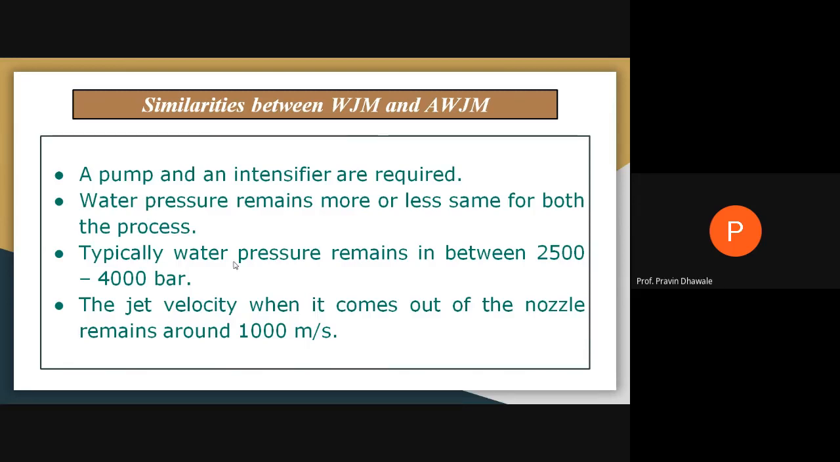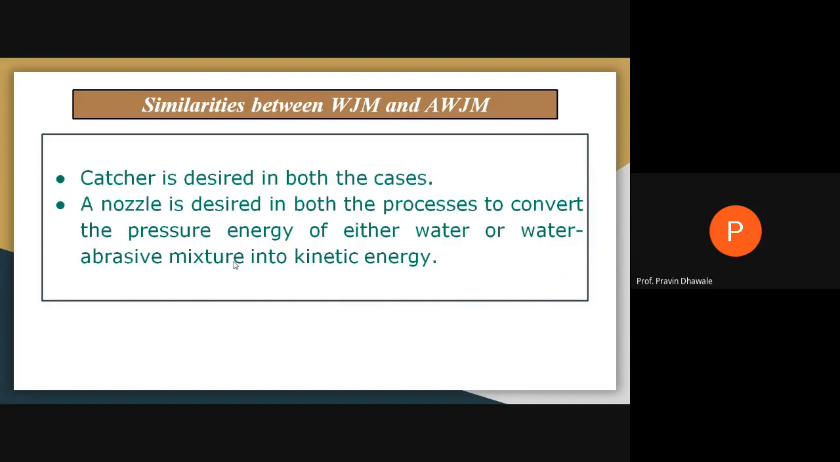And the velocity of the abrasive water jet coming out from the nozzle will remain constant at near about 900 to 1000 meters per second. Means within this range, you get the high velocity abrasive water jet or water jet, and that will be responsible for removing the material from the workpiece.